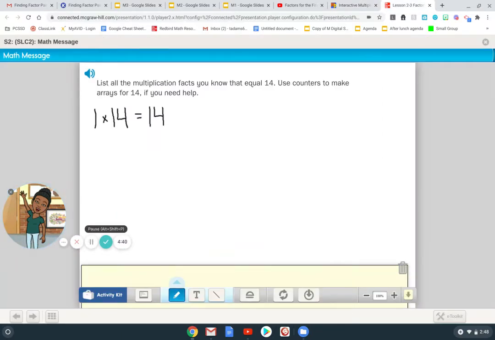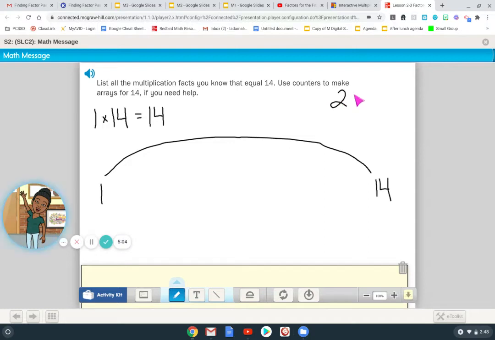Back to the arc. So let's draw our arc. We're going to start with the number 1. And we cannot go higher than 14 because we're finding the factors for 14. So I'm going to draw my arc from 1 all the way to 14. Just to keep it simple, then I'm going to go to the number 2. 2 times what number equals 14?